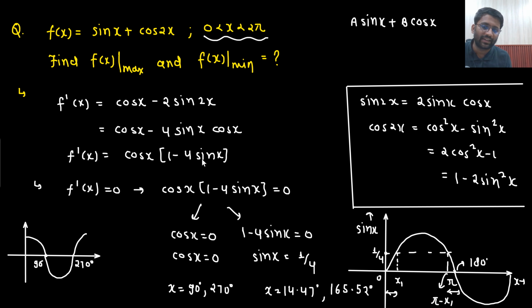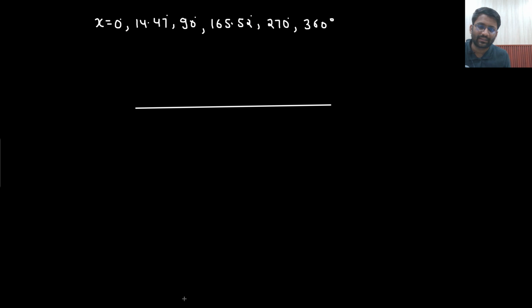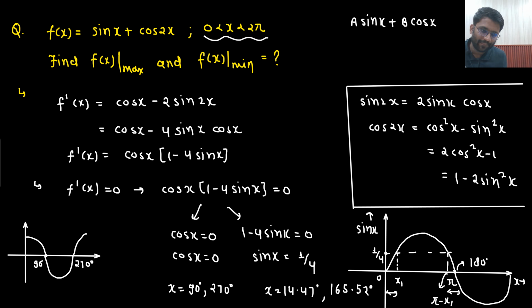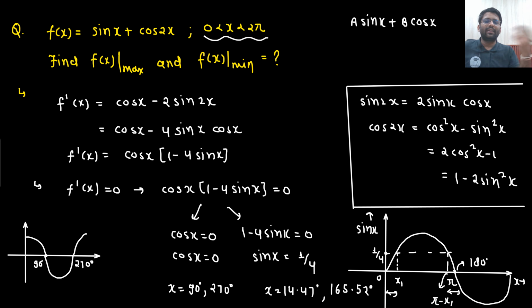Why is that so? Because you are getting sin x equals 1 by 4. From here you are getting two angles, 14.47 degree and 165.52 degree, and then 90 and 270. Let's try making the graph. You will put up these angles: 14.47 degree, then 165.52 degree. In between there will be 90 degree, and the other angle will be 270 degree. So if the angle is greater than 270 degree, then what will happen? That we need to check.